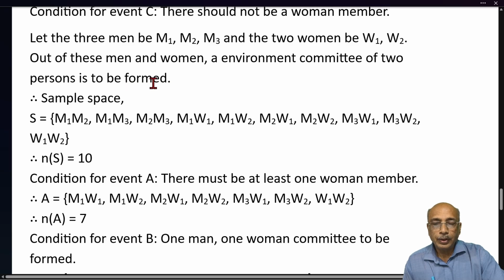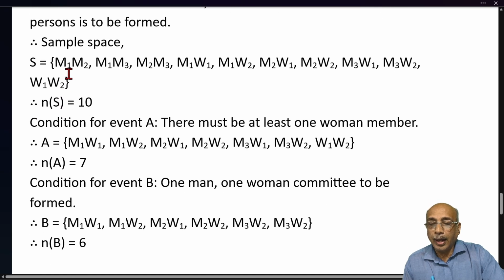How to write the sample space, very important. S equals M1, M2, both are men, first and second men. Then first and third men, and second and third men. So if only men are there, then these three possibilities are there.